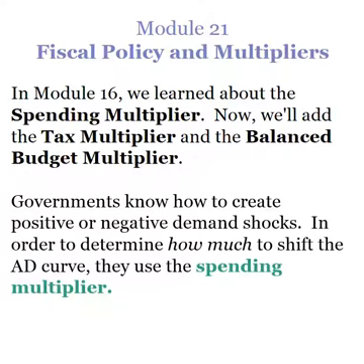Governments know how to use demand shocks because fiscal and monetary policy both shift AD. Now we're going to be able to look at these output gaps. How far are we from our potential output? Once we know that much, we can use the spending multiplier equation to figure out how much we need to change government spending to solve this gap.